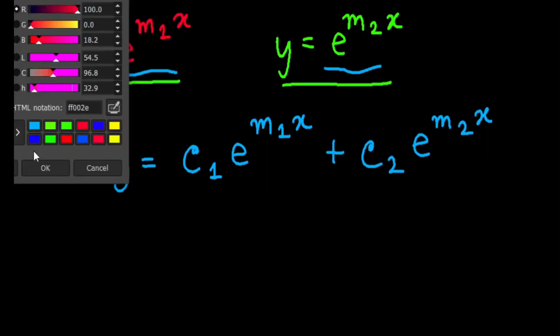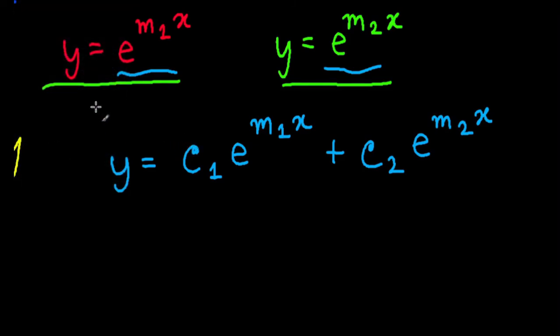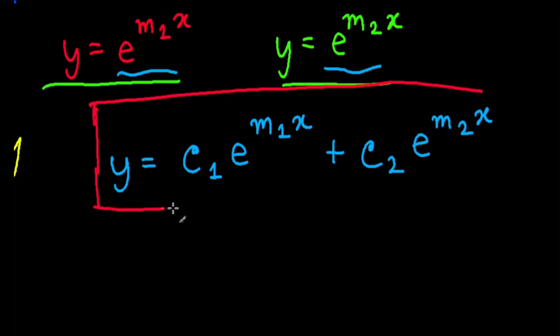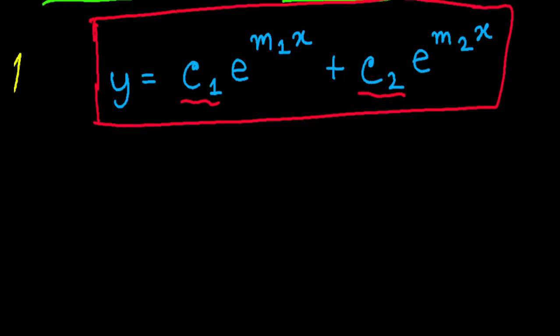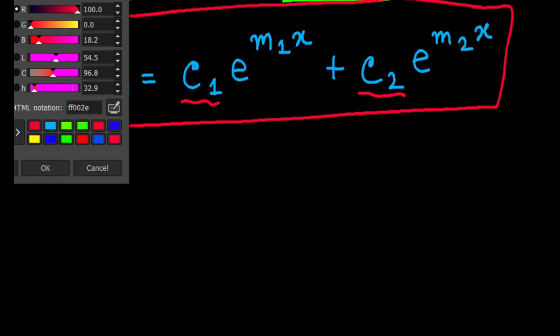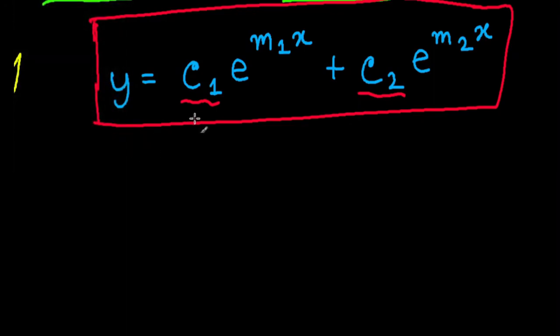And what's really important, what's key here, is this has two arbitrary unknown constants. Right? And that is why this is the general solution. This has to be the general solution of my second order linear homogeneous differential equation with constant coefficients.